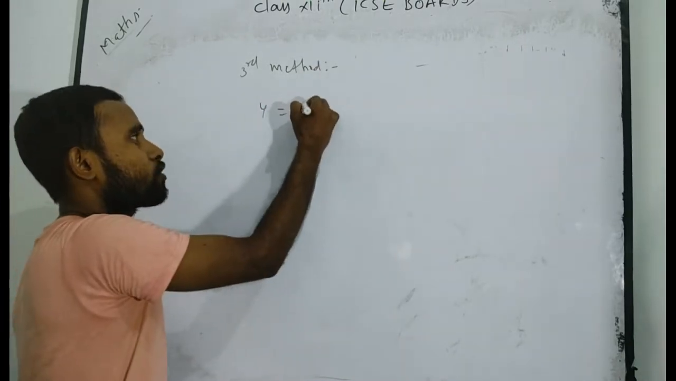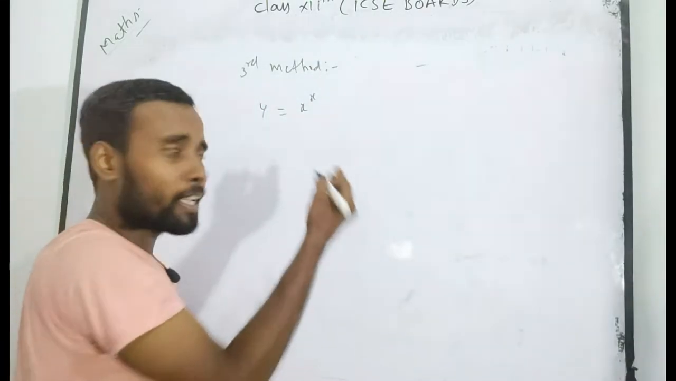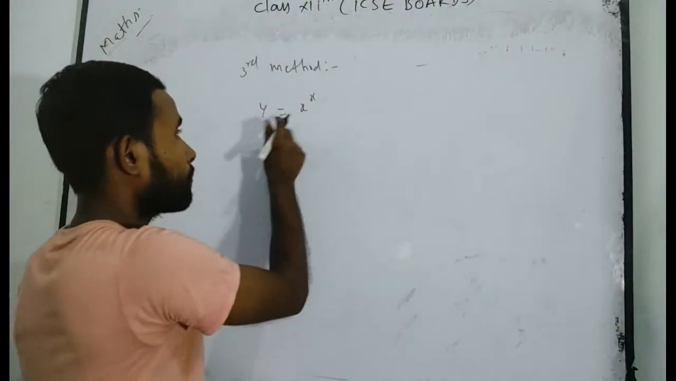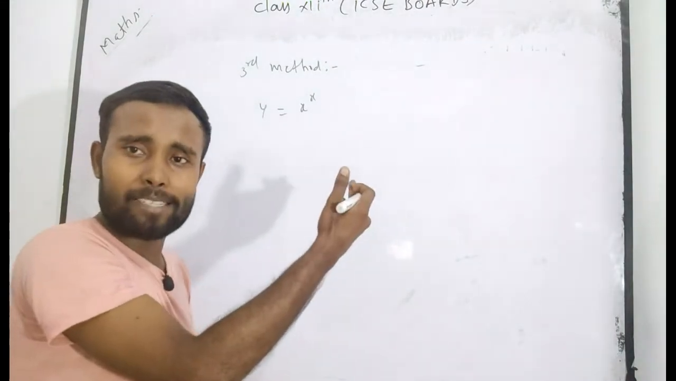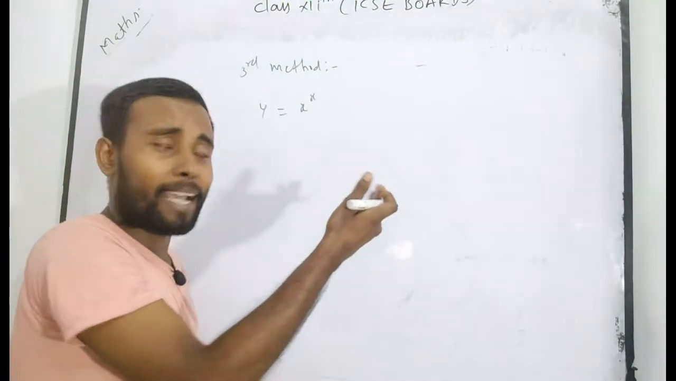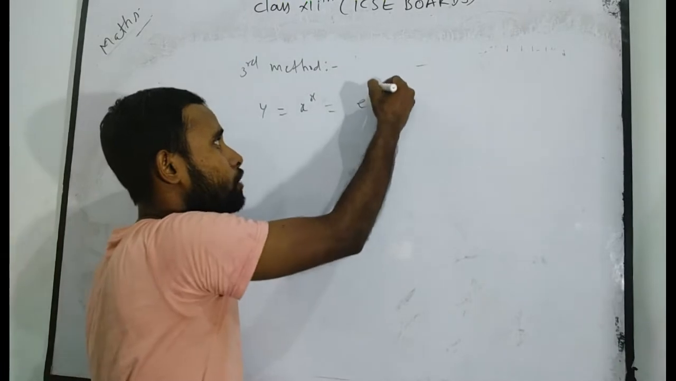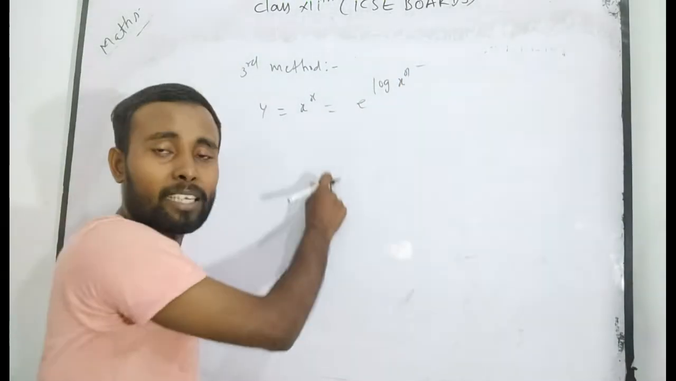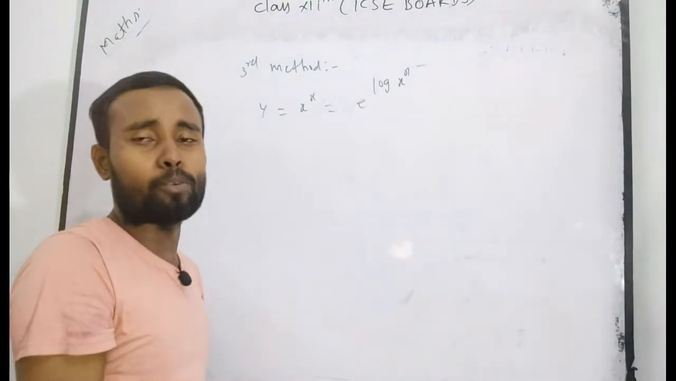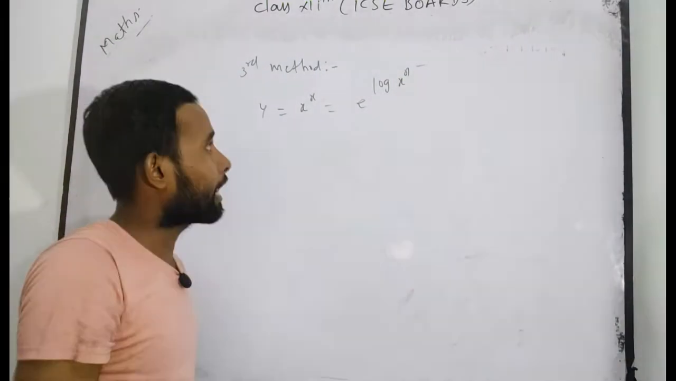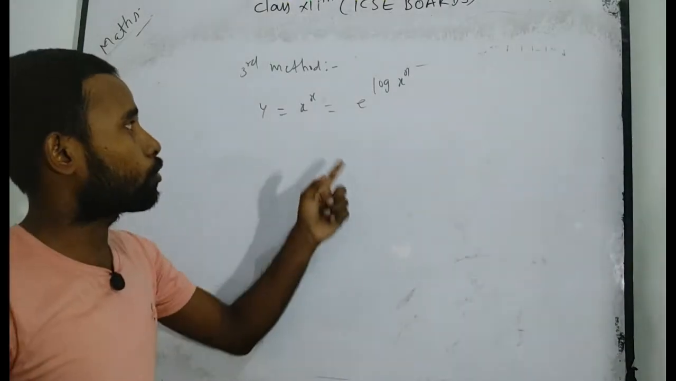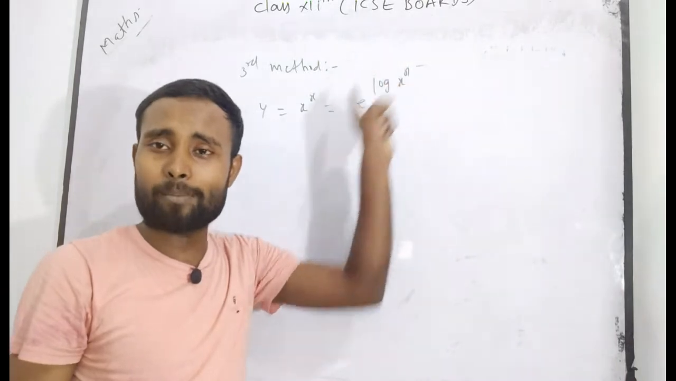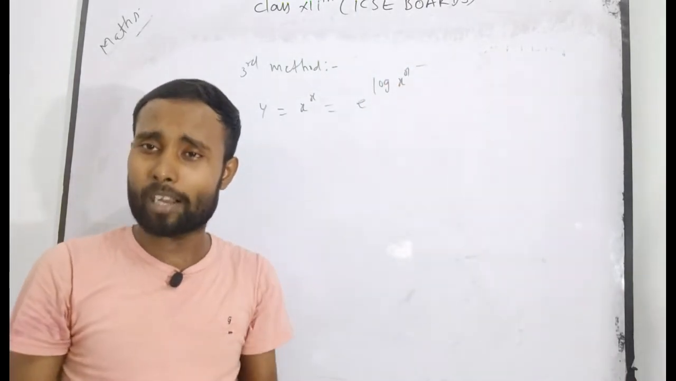Y is equal to x to the power x. As I have already told you, here y is equal to x to the power x. If y is equal to x to the power x, can you write it as e to the power log x to the power x? Why? Because this is f(x), and I have already told you many times before. In an earlier class I also told you x to the power x can be written as e to the power log x to the power x. That means f(x) can be written as e to the power log f(x).